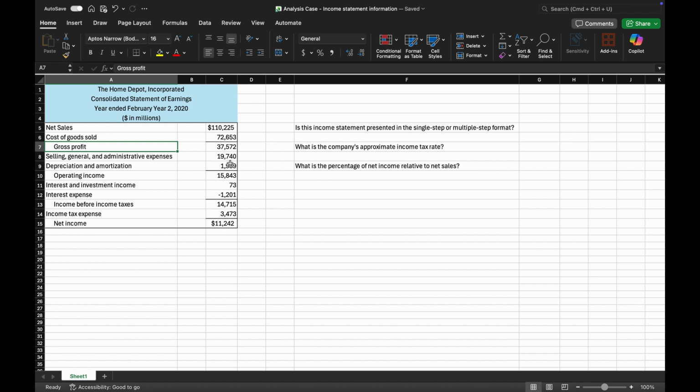The next thing that tells us that this is a multi-step income statement is the fact that operating income is being presented right here. Again, the single step income statement doesn't present operating income. And so those two things, being gross profit and operating income, basically give this question away and tell you that this income statement is presented in the multiple step format. So just put multi-step.